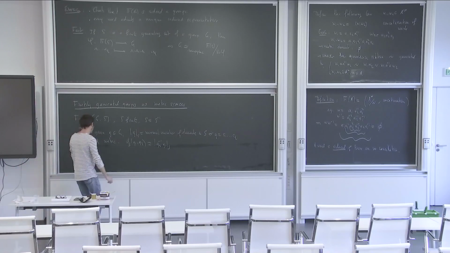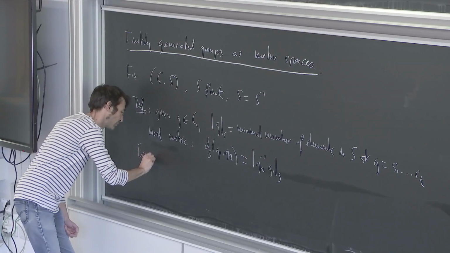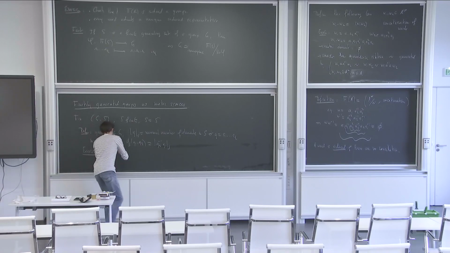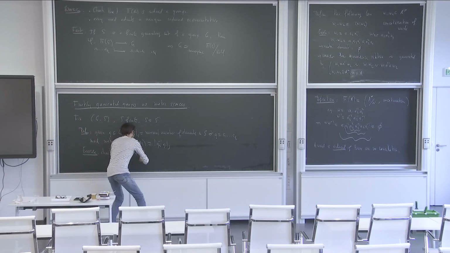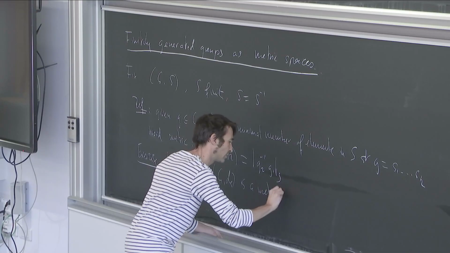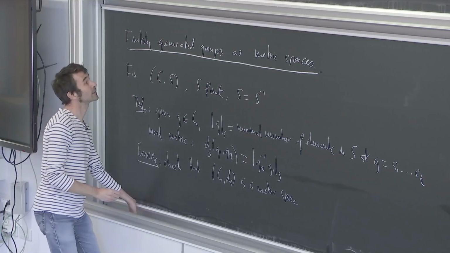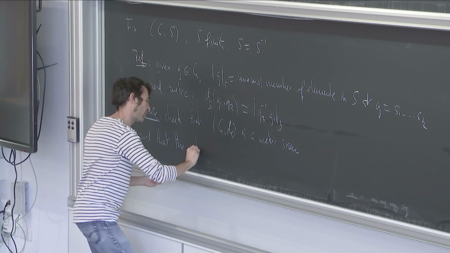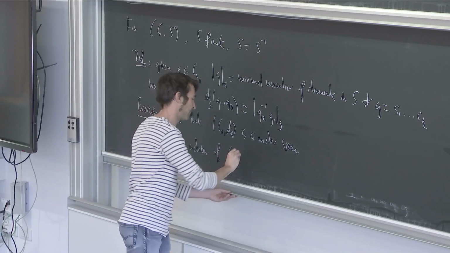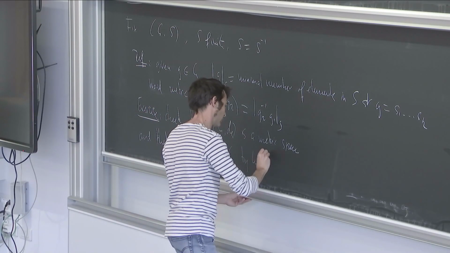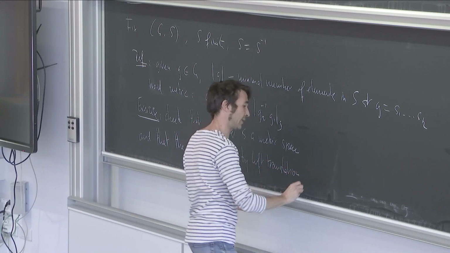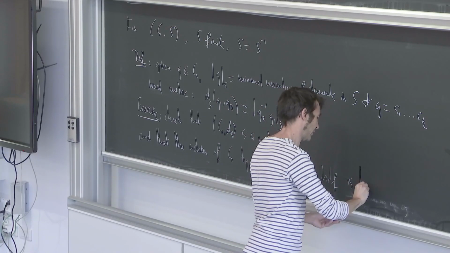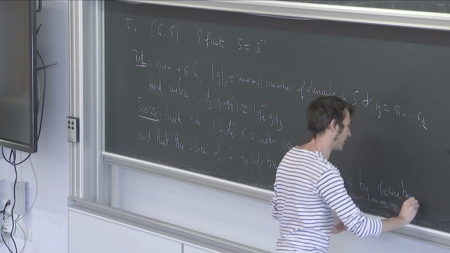And now, so exercise: check that (G, d_S) is a metric space, and that the action of G by left translations on itself is by isometry. Okay, so what do I mean by that?